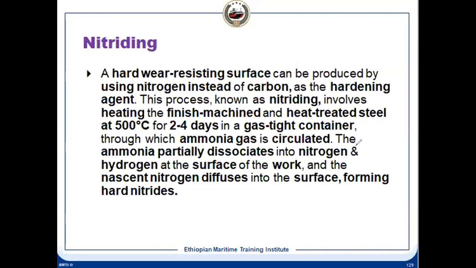The ammonia will get partially dissociated, and the nitrogen will diffuse onto the surface of the metal. Once it diffuses into the surface, it will become a nitride. That nitride is Fe4N, and it will be on the surface and be a very hard material. Usually we do this for the crankshaft. There are different ways to do it; this is one way we do nitriding. On this surface the nitrogen will be diffused, and it will form Fe4N, which is a very hard material, and it will be on the surface only.